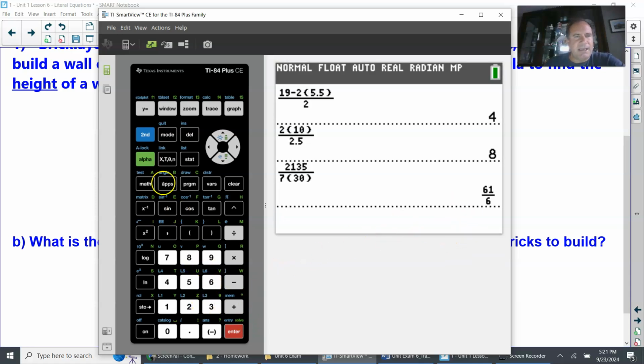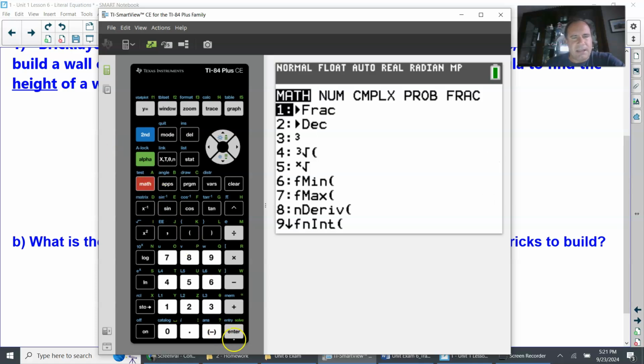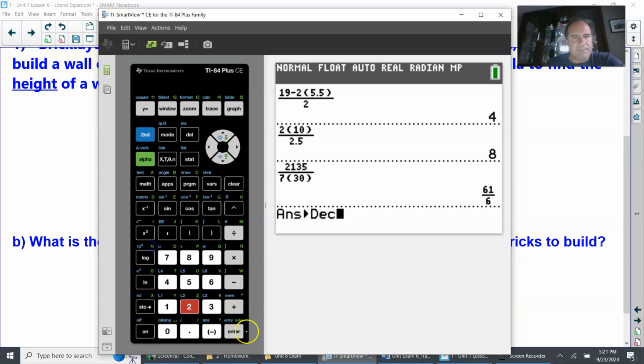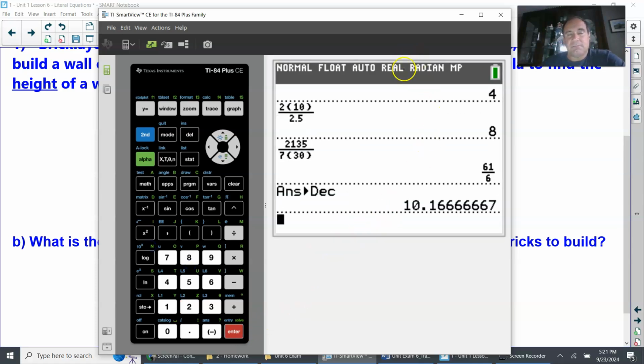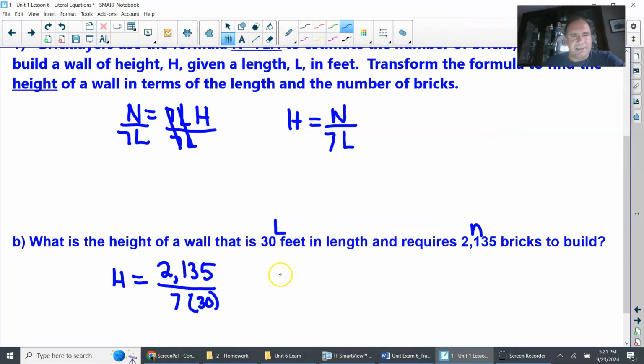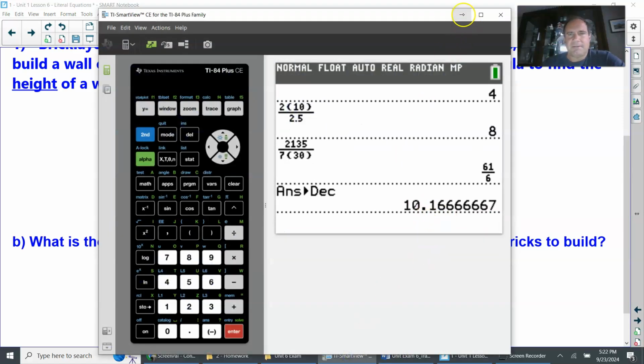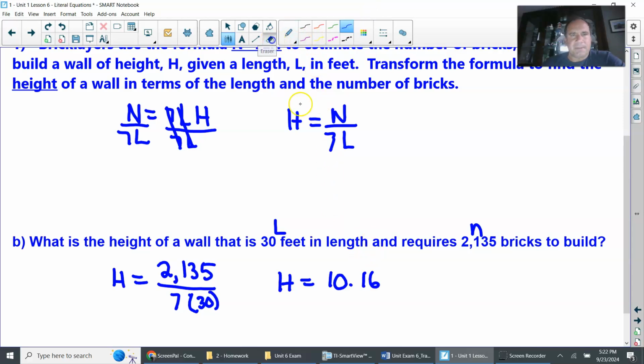So I'm just going to go ahead, and if you want, you could press math and go to 2 and make that a decimal, or you could just divide it. All right, 10.16. So the height is 10.16. Actually 10.17, so we round it. And that's feet.